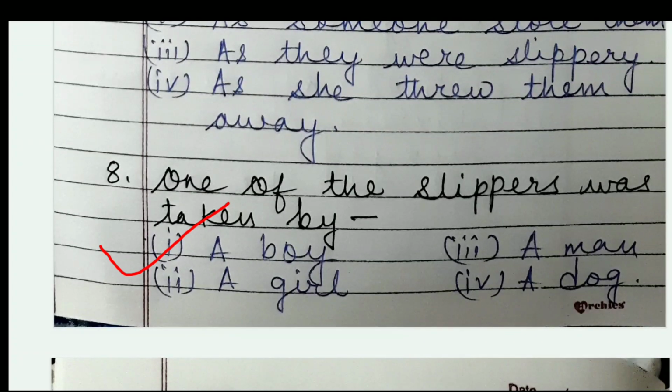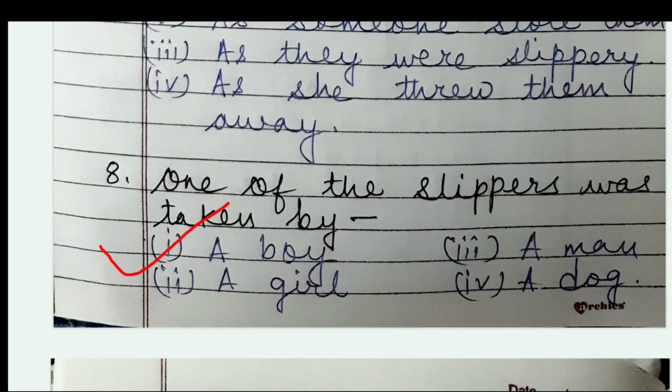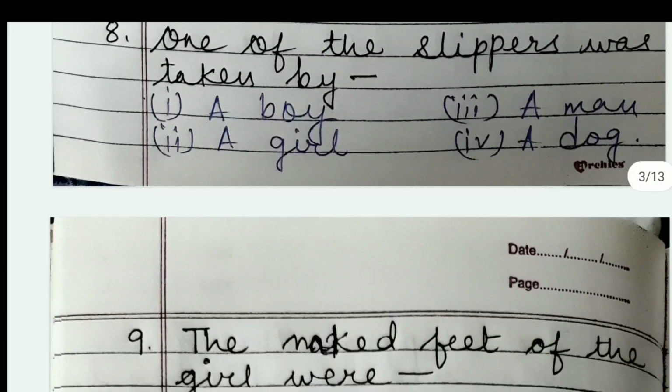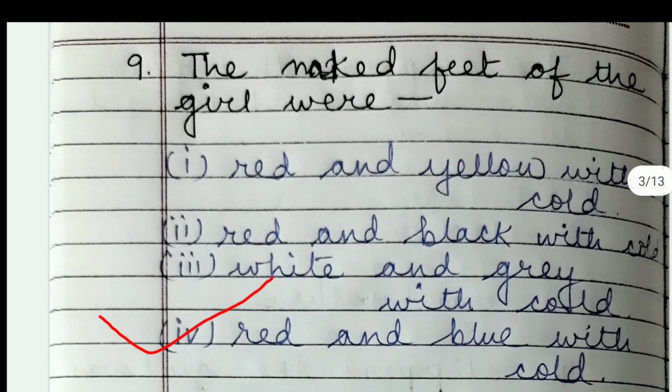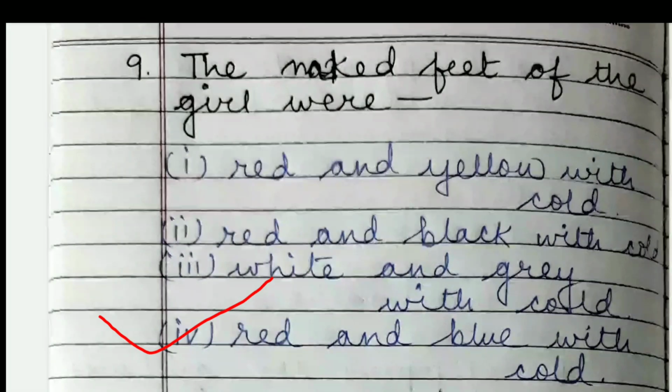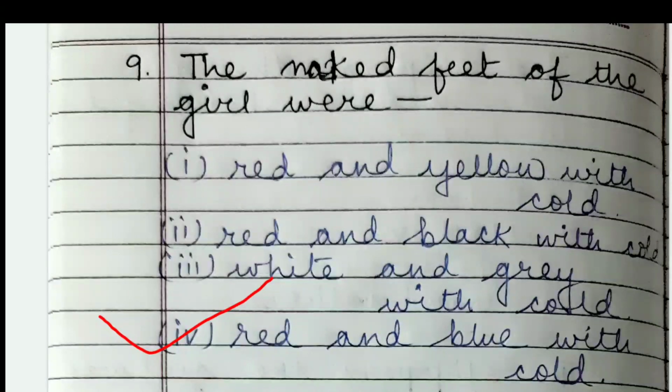Moving on to the next question. Question number 9. The naked feet of the girl were: red and yellow with cold, red and black with cold, white and grey with cold, or red and blue with cold. So the right answer is option 4, red and blue with cold.